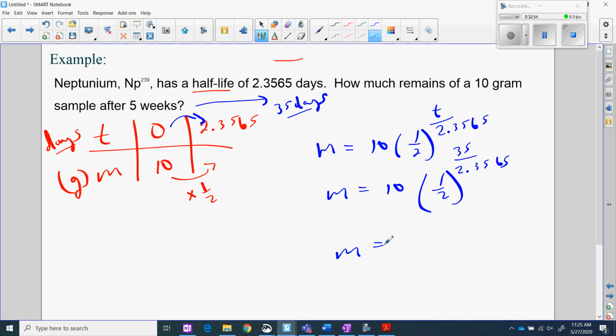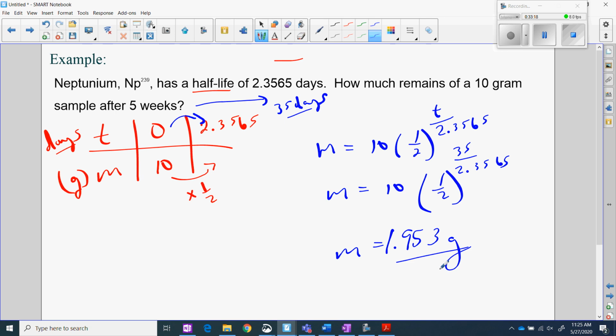Mass equals, put that into your calculator: 10, 1/2 to the exponent 35 over 2.3565, and I end up with 1.953. I'm going to go 3 decimal places, grams. And again, ask yourself, does that make sense?